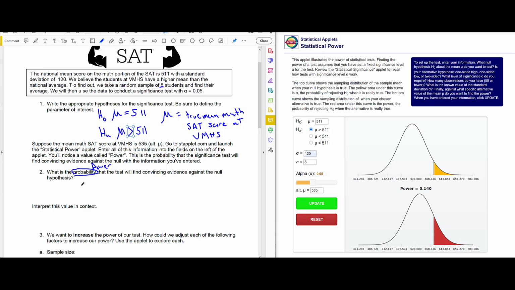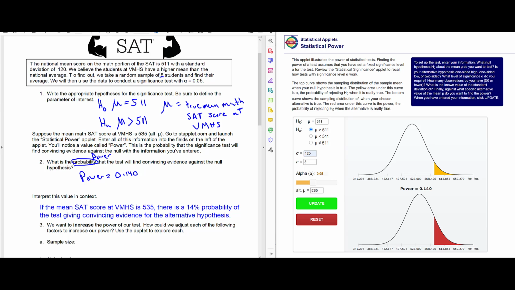So in other words, we have 0.140. So we have a 14% chance that we're going to reject the null and show that we actually get a higher SAT score for the math portion, okay? Now, interpret that. So let's interpret that. Maybe it'll make a little more sense after writing it out.